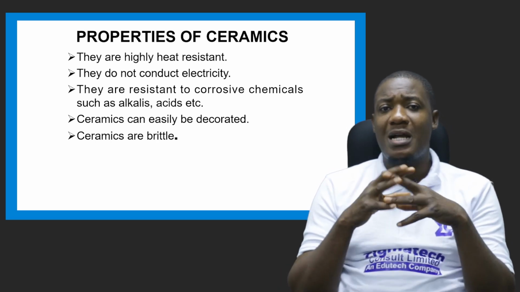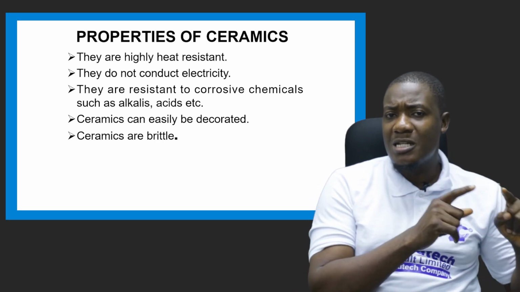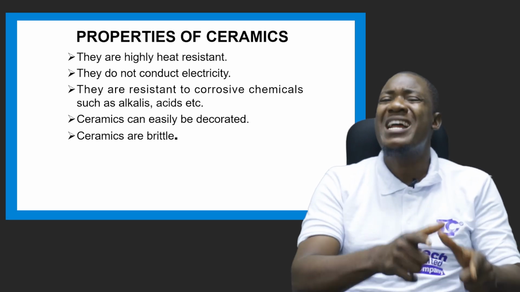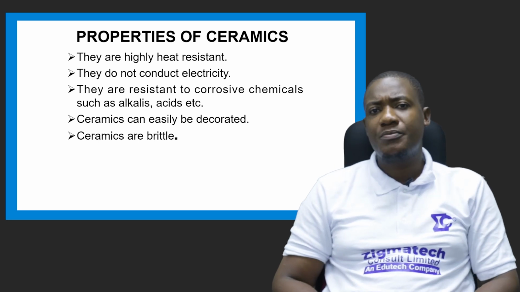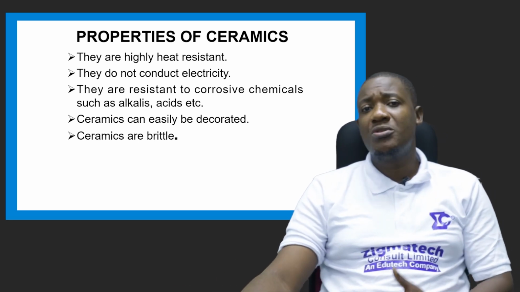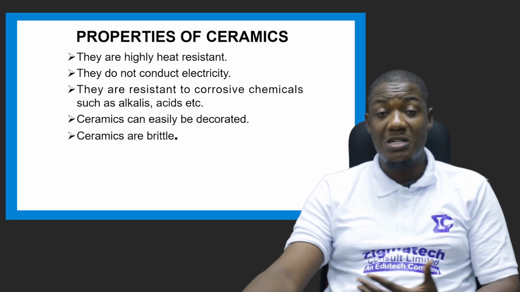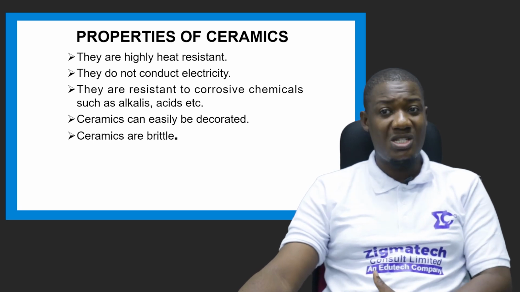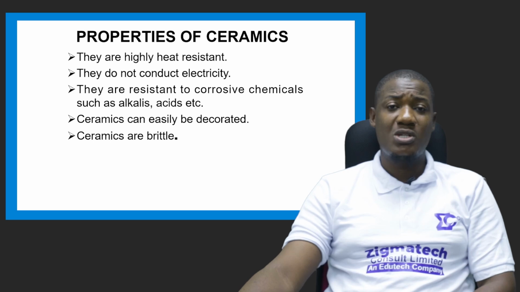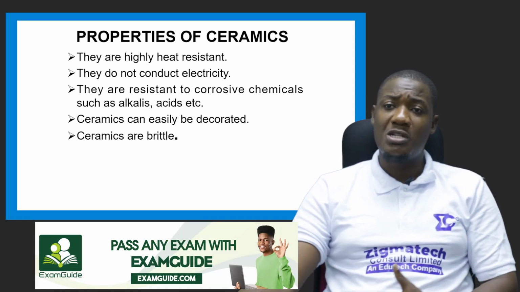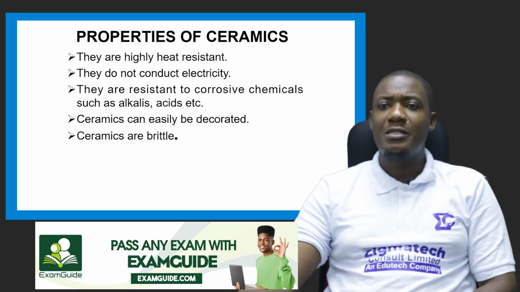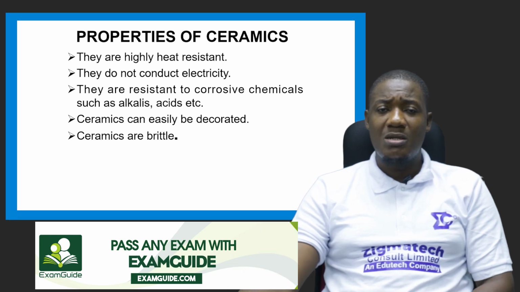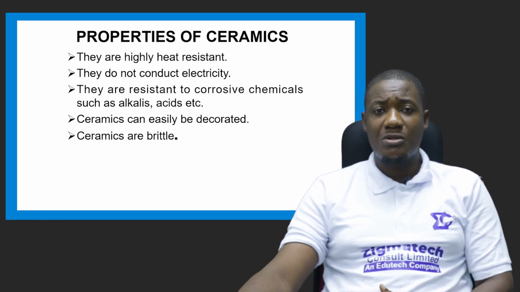If you heat ceramic and heat metal at the same temperature, you discover that the metal will be very hot compared to the ceramic. That's why when we want to build a furnace, we use ceramic instead of metal, because heat doesn't pass through it easily. They are highly resistant. They don't conduct electricity at all. Basically, that's why you see them used in transmission.